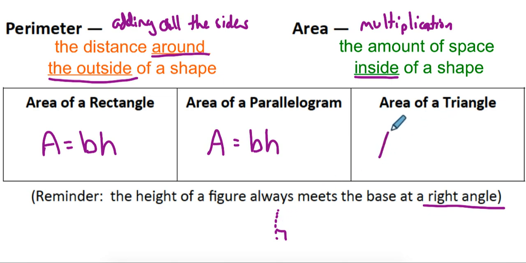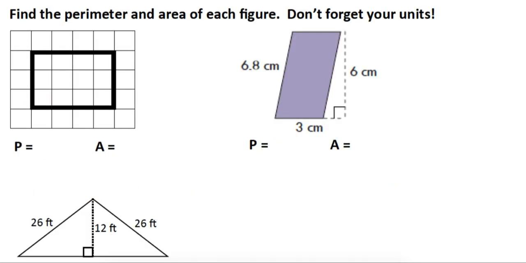And then for a triangle, if you remember, a triangle is half of a rectangle, so it's base times height divided by 2, or sometimes you'll see it as 1/2 base times height, because multiplying times 1/2 is the same thing as finding half of something. So those are our formulas. Let's see which ones you remember how to use.